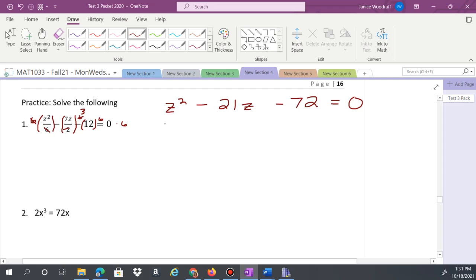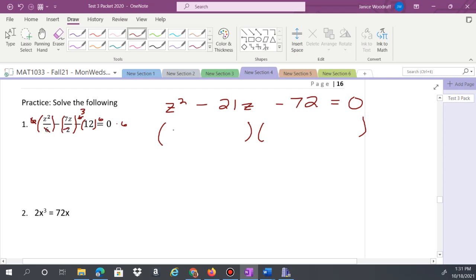All right, so we have a monic trinomial. We have a negative 72, so I'm going to look for factors that have a difference. So I'm going to subtract. Okay, so what factors of 72 did anyone find that add to 21? 3 and 24, that's good.